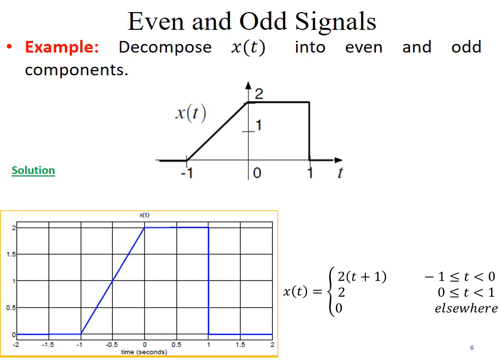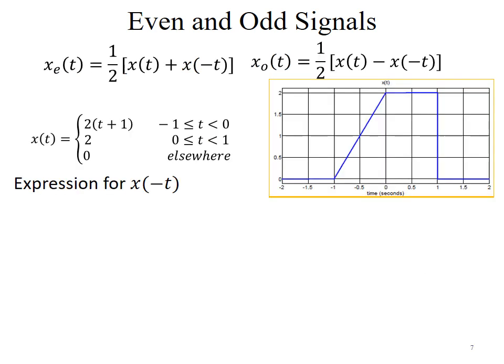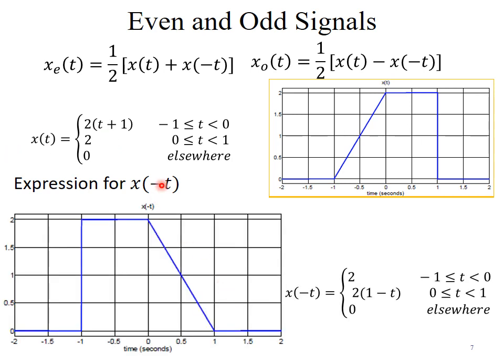Now we need to find x of minus t. In order to find x of minus t, you multiply t with minus 1 everywhere. Wherever t appears, you multiply it with minus 1. So when you multiply t with minus 1, you will get this expression: x of minus t equals 2 between minus 1 and 0, and 2 into 1 minus t between 0 and 1, and 0 elsewhere. So you can see the signal is folded around the vertical axis.